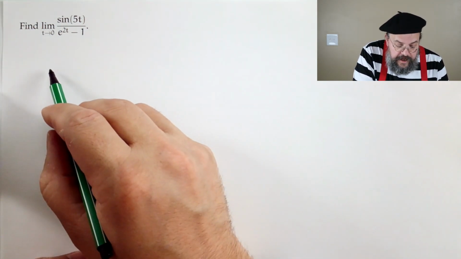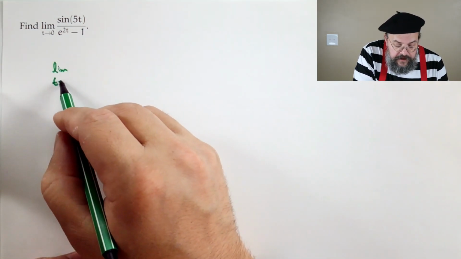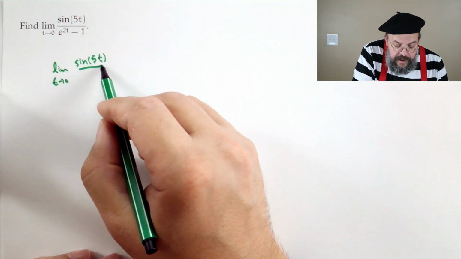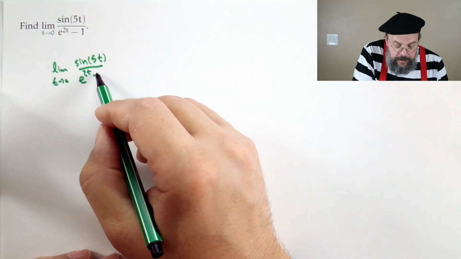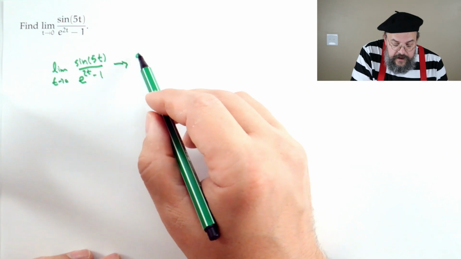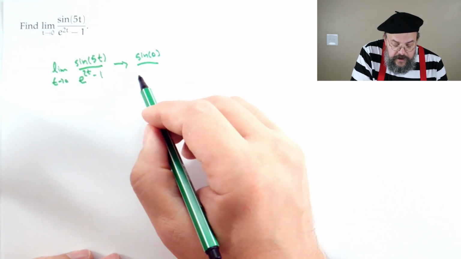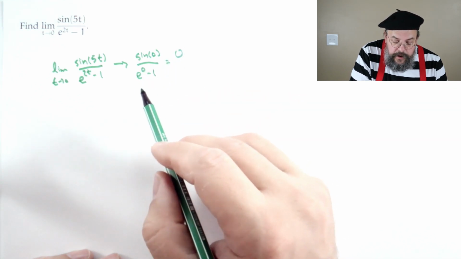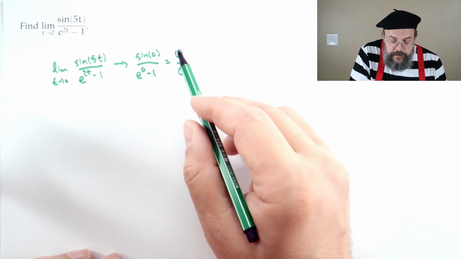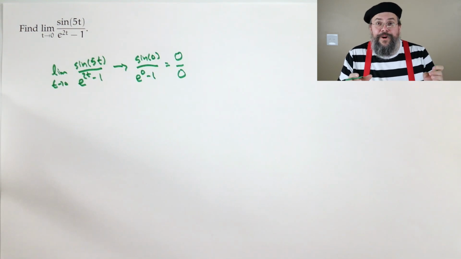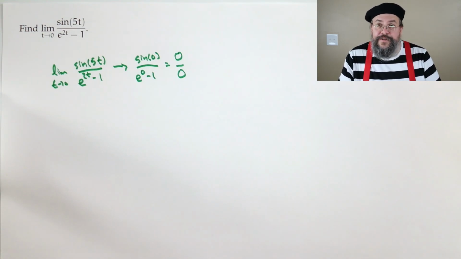So let's check that out. We have the limit as t goes to 0 of sine of 5t divided by e to the power 2t minus 1. When we plug in 0, you get sine of 0 over e to the 0 minus 1. But of course, sine of 0 is 0, e to the 0 is 1, 1 minus 1 is 0, which means we have 0 over 0. And as I like to say, 0 over 0 means more work, more work. All right, so we need to do some more work.